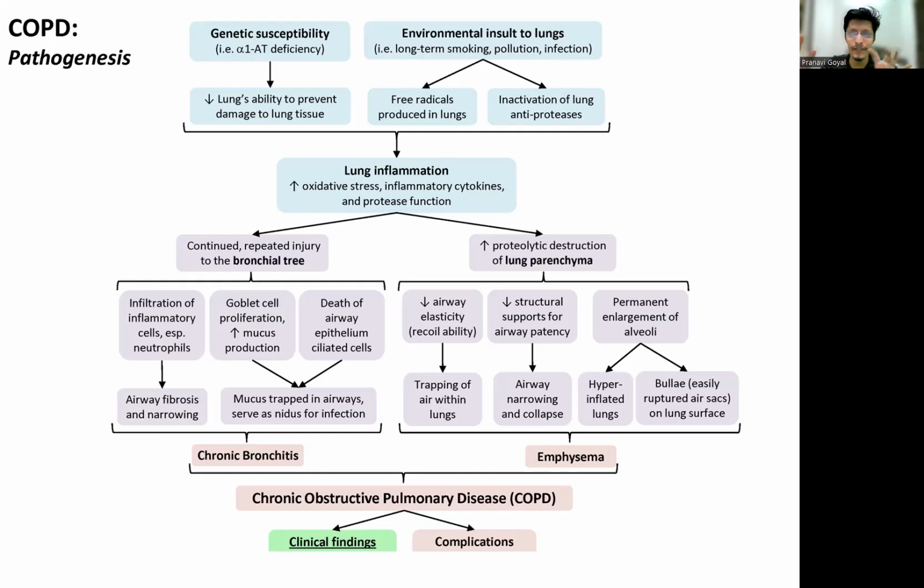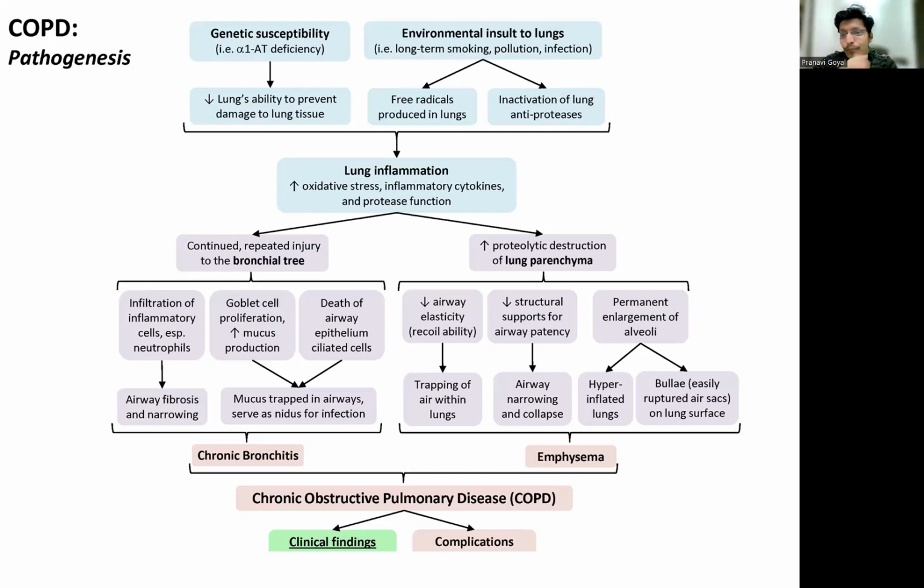Now it is going to affect two places. One is the bronchial tree and the other is the lung parenchyma. When it is working at the bronchial tree, what is it going to cause? It is going to cause infection and inflammation over there, release of neutrophils, leading to fibrosis and narrowing of the airway. Second, there will be mucus plugs. These mucus plugs will go inside the alveolar parenchyma, leading to a nidus for infection. And third, there can be death of the airway epithelium. All these factors are going to cause a chronic bronchitis state.